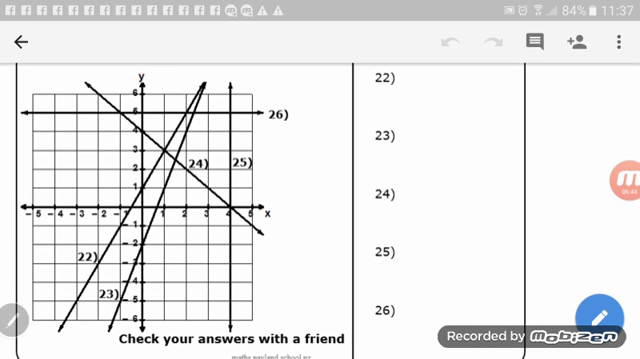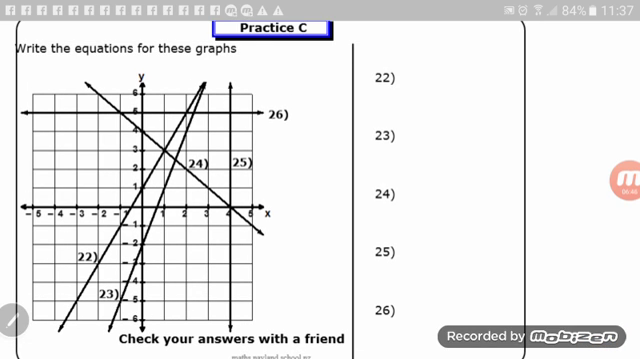Number 25 is vertical. So remember, no matter what y value it is, it's always going to be this x value. So it's x equals, look at the intercept, 4. So x equals 4 is our answer for 25.